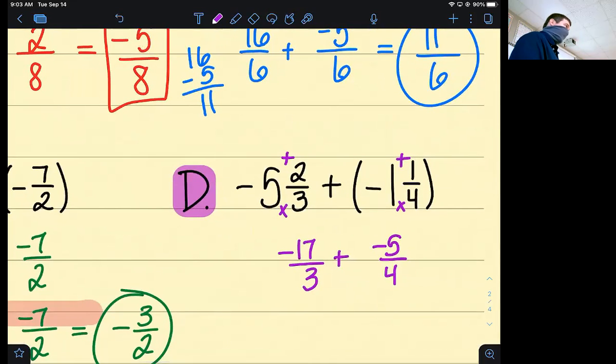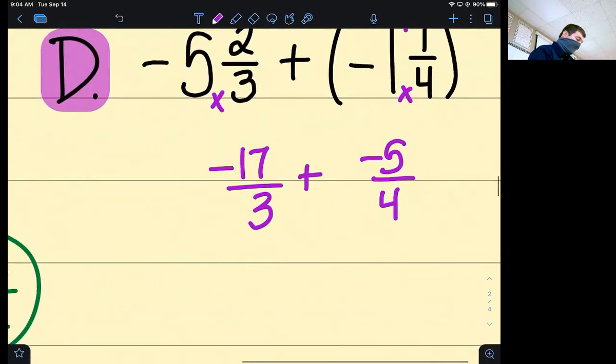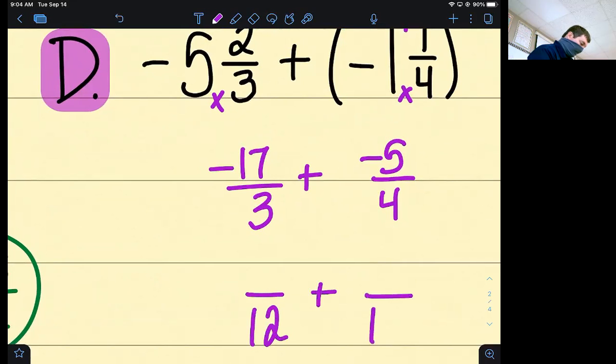What's the first multiple of 3 that's also a multiple of 4? 12. Yep, the first time they intersect happens to be a 12. And so I'm going to change my denominators to 12. By the way, you'll always get a common denominator when you multiply the denominators together. It's just not always the least common. In this case, it is.